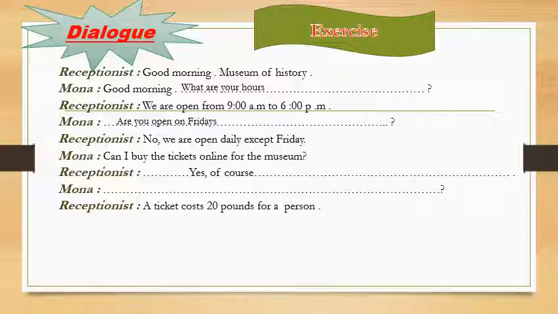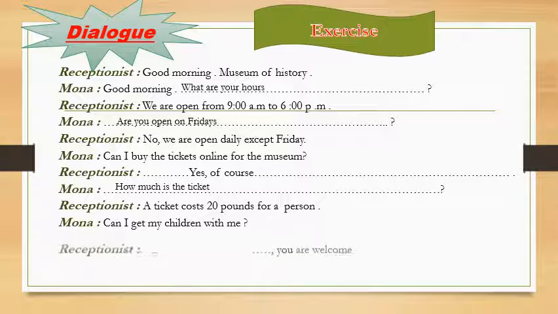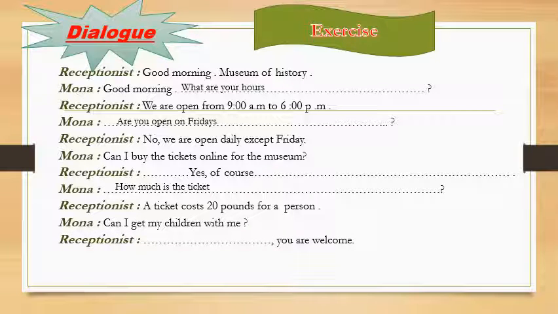She asked the question and the receptionist said, a ticket costs 20 pounds for a person. What is the question now? What price of the ticket, or how much is the ticket? Mona: Can I bring my children with me? Receptionist said you are welcome. So sure, you are welcome. What did Mona say? Thanks for your help.